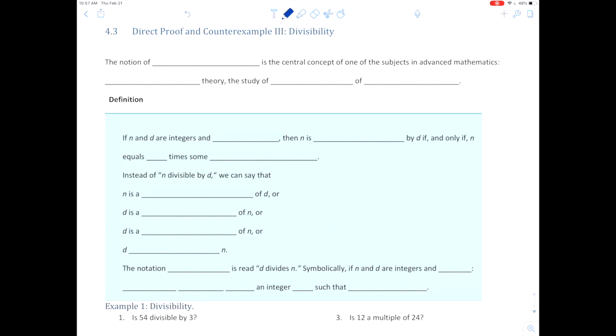And we will be exploring the third part of direct proof and counterexample today, and this deals with divisibility. So let's get started. The notion of divisibility is the central concept of a subject in advanced math called number theory, and number theory deals with the study of properties of integers.